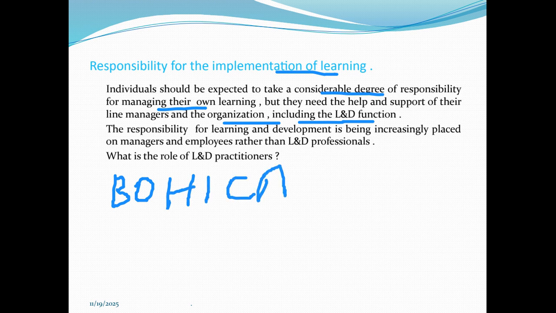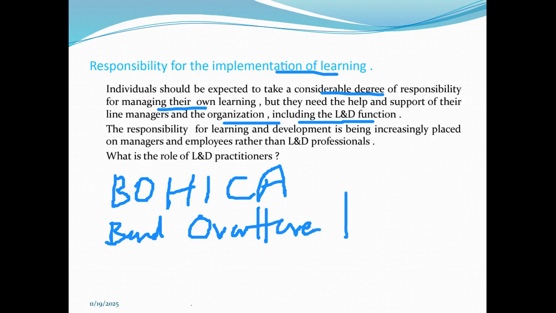Bend over. Here it comes again. Bend over. What does it mean? You must understand this. Here it comes. Apologies for my bad handwriting again.